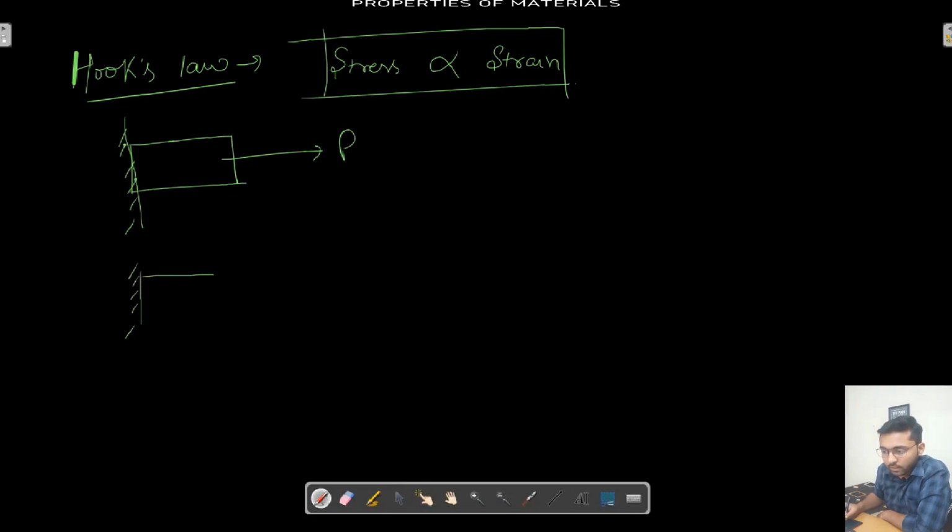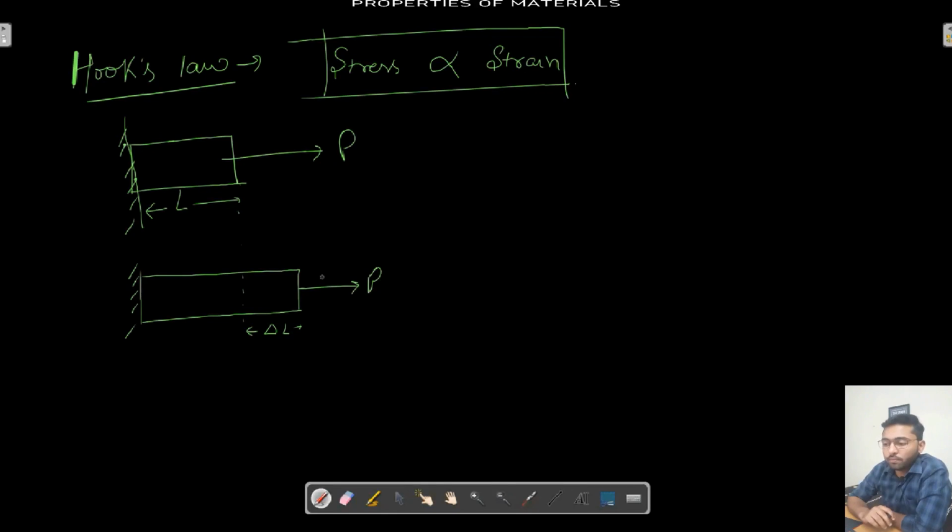that since it is a deformable body, originally, let us suppose that the length of the body was L. Now, what we will observe is that there is some sort of elongation in this body, and that elongation is just because of this application of force. Alright.